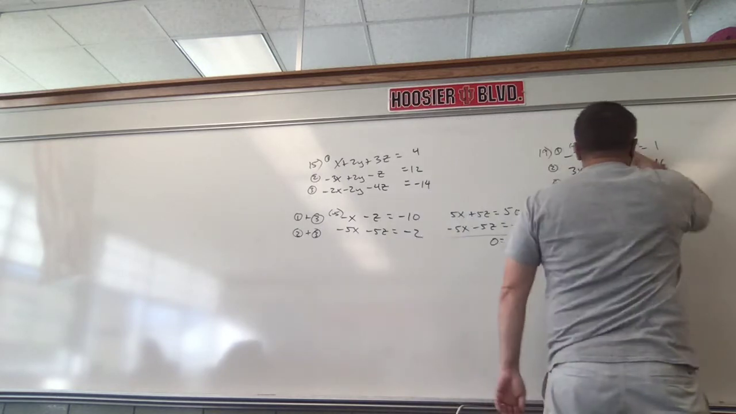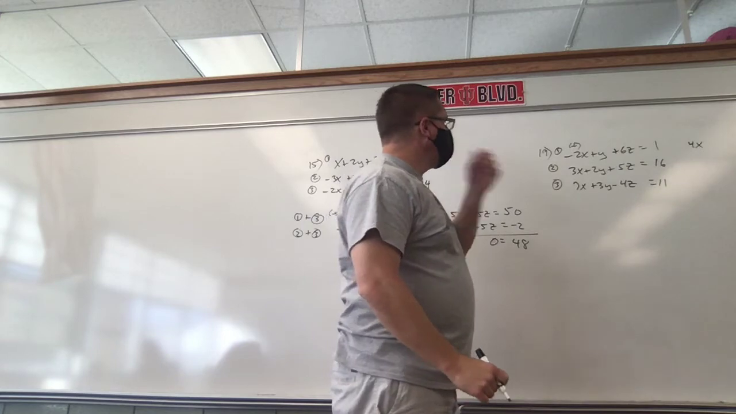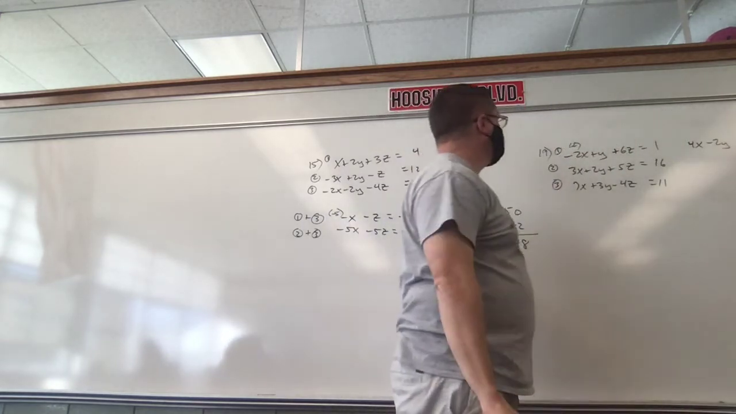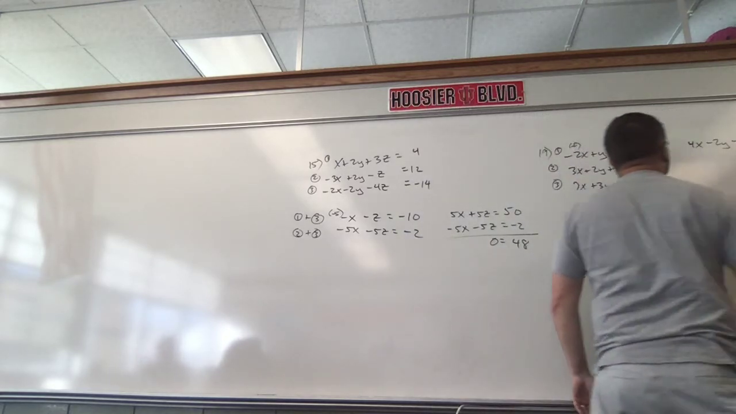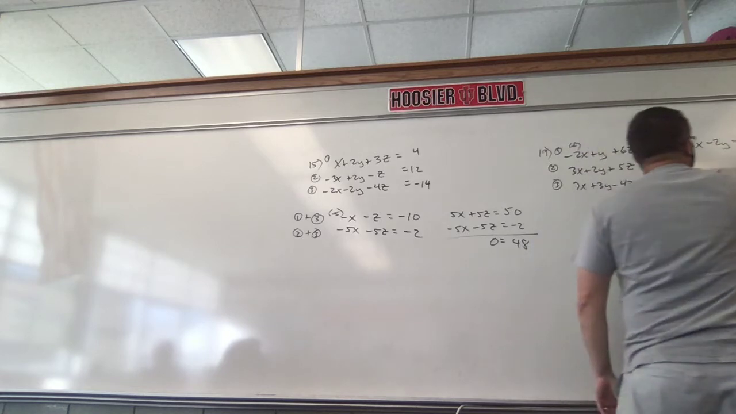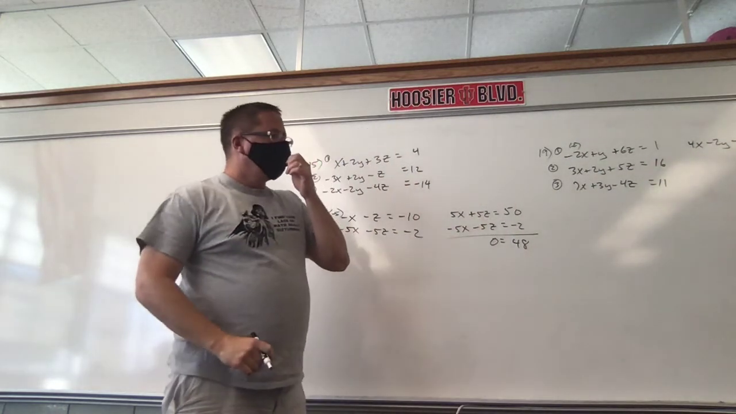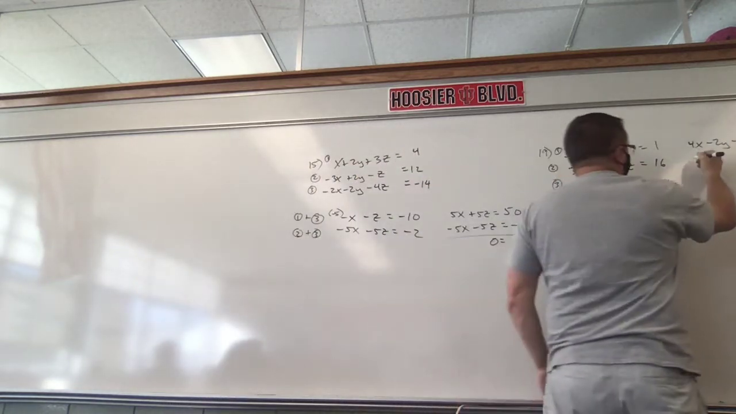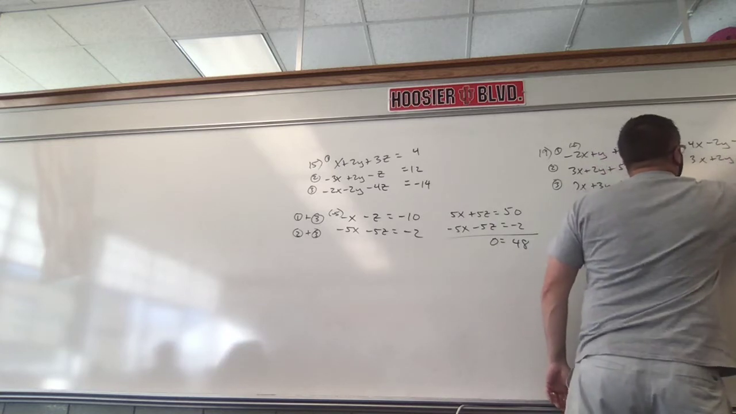So, negative 2 times negative 2x is positive 4x. Negative 2 times y is negative 2y. Negative 2 times 6 is negative 12z. Don't forget to times the 1 by negative 2 equals negative 2. And then I'm also going to copy down the second equation: 3x plus 2y plus 5z is 16.